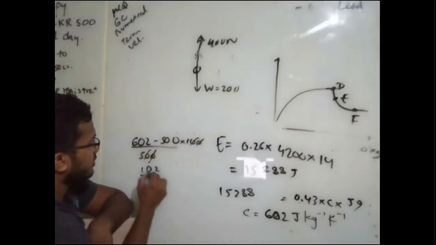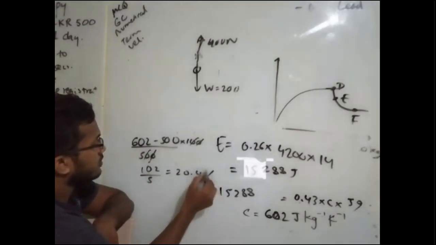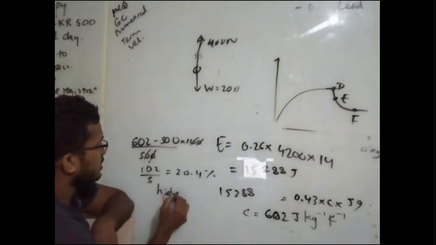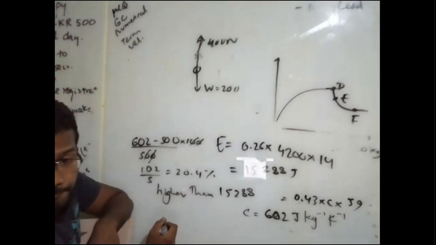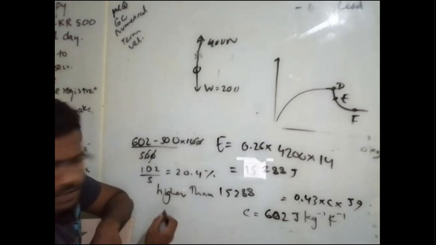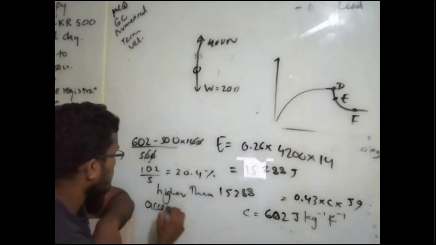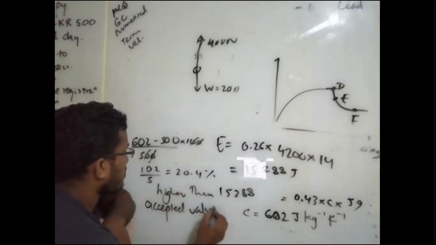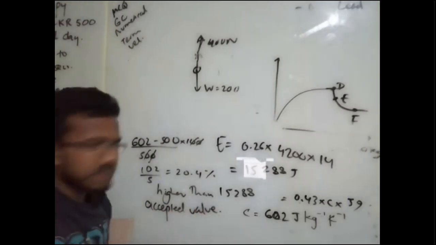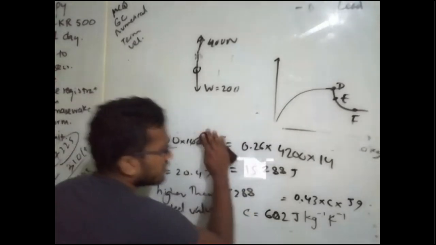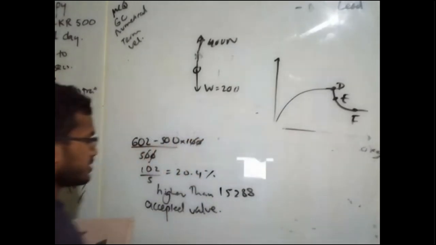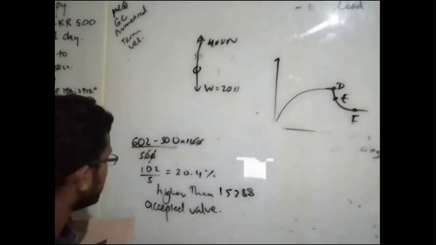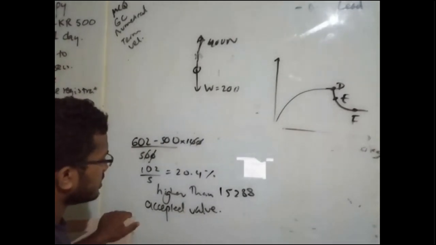That would be 102 divided by 5. That is 20.4% higher than the accepted value. For 1 mark, perhaps not necessary, but I don't want to take any risk. So I would personally do the percentage difference, since it's such a small thing. Then after that you can say why though.